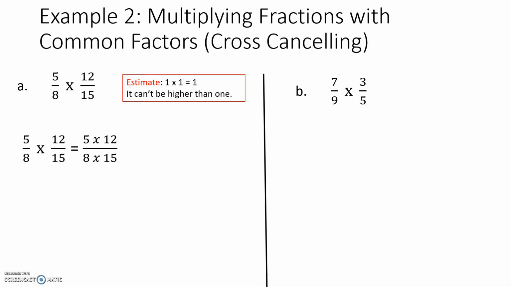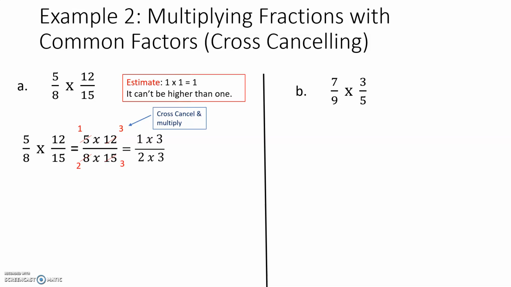All right. So I'm going to write out like I did before, 5 times 12, my numerator times my numerator, 8 times 15, my denominator times my denominator. Then I'm going to cross cancel before I multiply. Once again, 5 and 15 have a common factor of 5, so 5 divided by 5 is 1, and 15 divided by 5 is 3. 12 and 8 have a common factor of 4. 8 divided by 4 is 2, and 12 divided by 4 is 3.